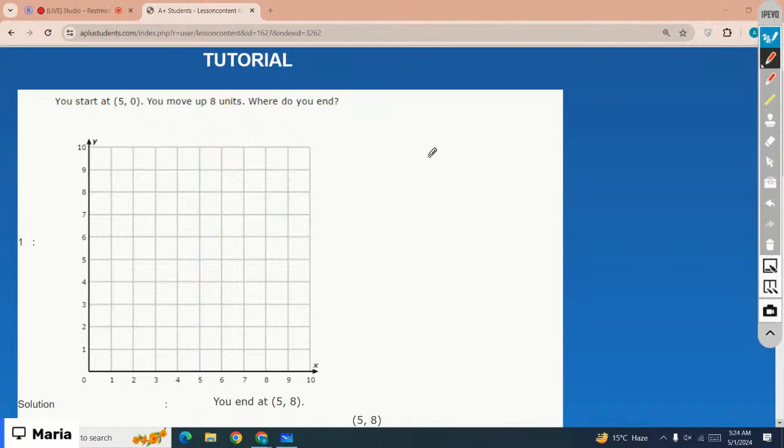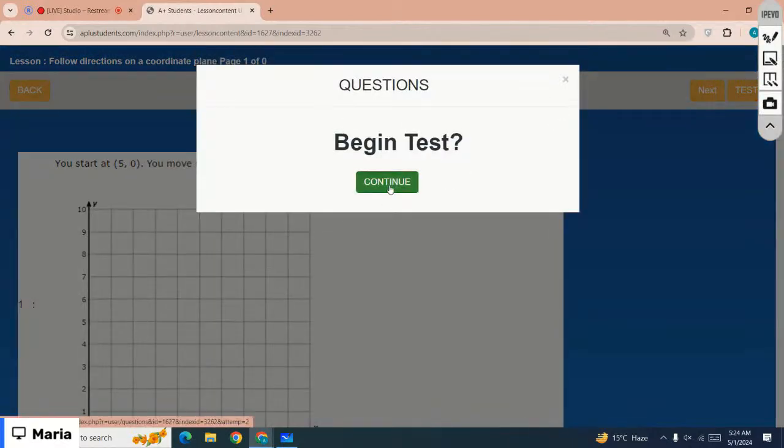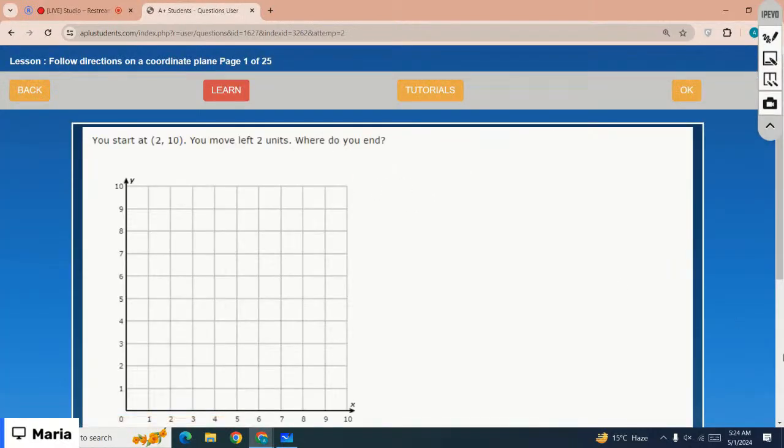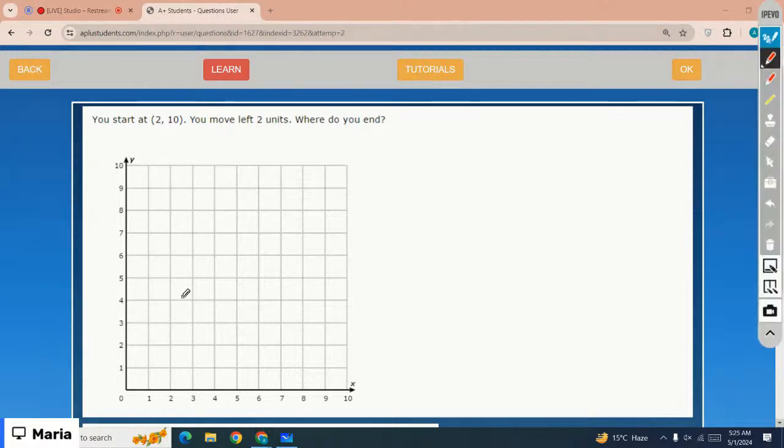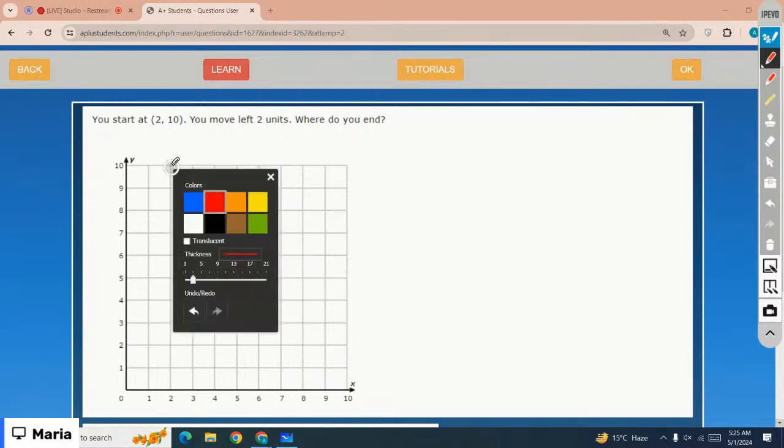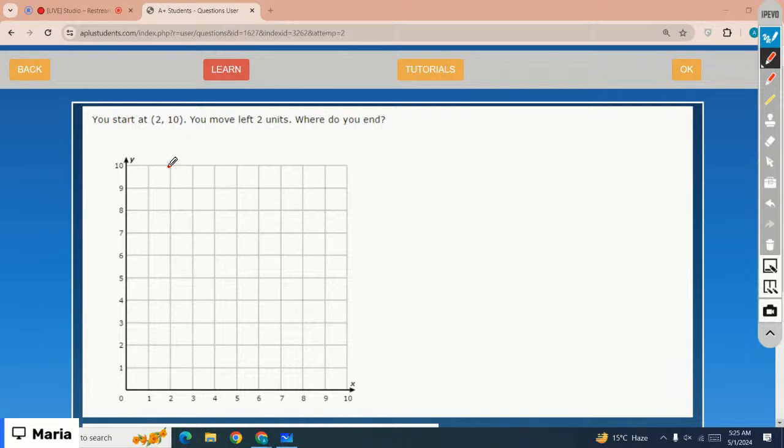Let's just start with the test questions. You start at 2, 10. You move left 2 units. Where do you end? X is 2 and y is 10, right? Here is 2 and here is 10. You move left 2 units: left 1 and 2. You end up here. What are the coordinates now? Which is the correct option?